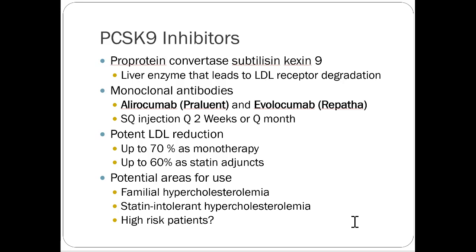Monoclonal antibodies, so they are MAB drugs. They are biologic agents, which means they will always be fairly expensive. Alirocumab is Praluent, and evolocumab is Repatha. They're sub-Q injections for either every 2 weeks or every month, depending on which drug it is, respectively.